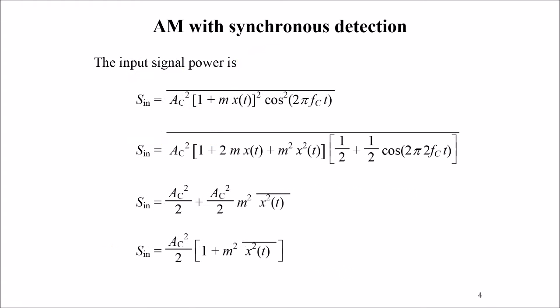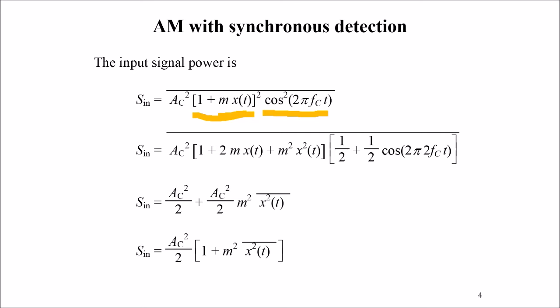So the input signal power is the AM signal squared and then time averaged. We take the AM signal and we square each of the terms, and then we're going to time average. A_C squared is simply A_C squared, and then we have this term in brackets. When we square this, we get a 1 plus the cross term 2m x of t plus the m squared x squared term, and then that multiplies this cosine squared, which is 1/2 plus 1/2 cosine at twice the angle. So when we multiply this out, we're going to get 1, 2, 3, 4, 5, 6 different terms.